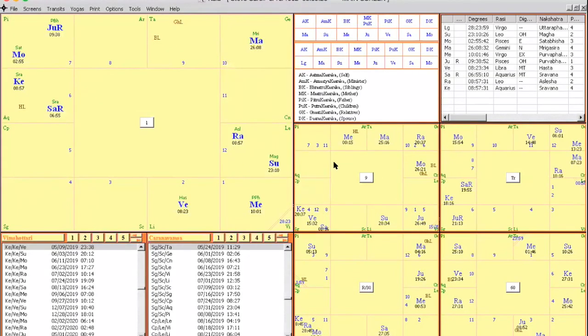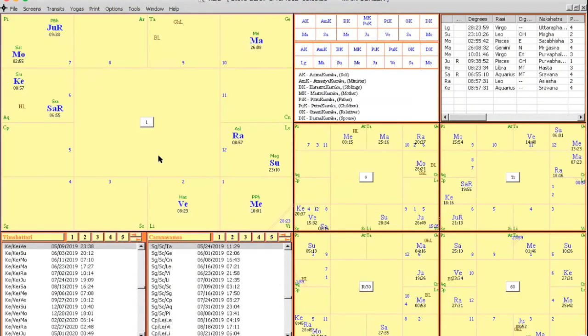This is the chart of Steve Carell. He's a famous actor and comedian, most famous for the show The Office, considered the number one television show of all time, I believe, or one of the top television shows of all time. So a person who is the lead actor in the largest comedy television show of all time, look at his Atmakaraka: Mars is in Gemini.